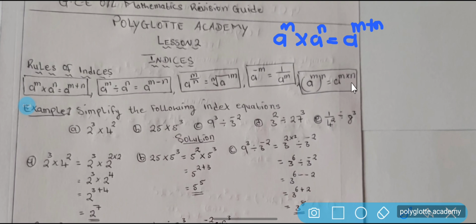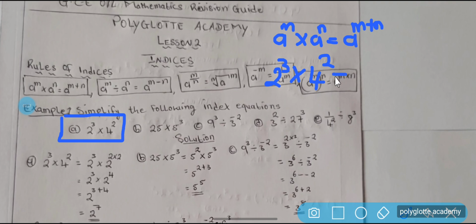That's the first law. Now we can take the very first question to demonstrate this first law. Example 1: simplify the following index equations. We are going to take the first one. Here we have 2 to the power 3 times 4 to the power 2. We are going to put 4 in index form such that their bases should be the same.